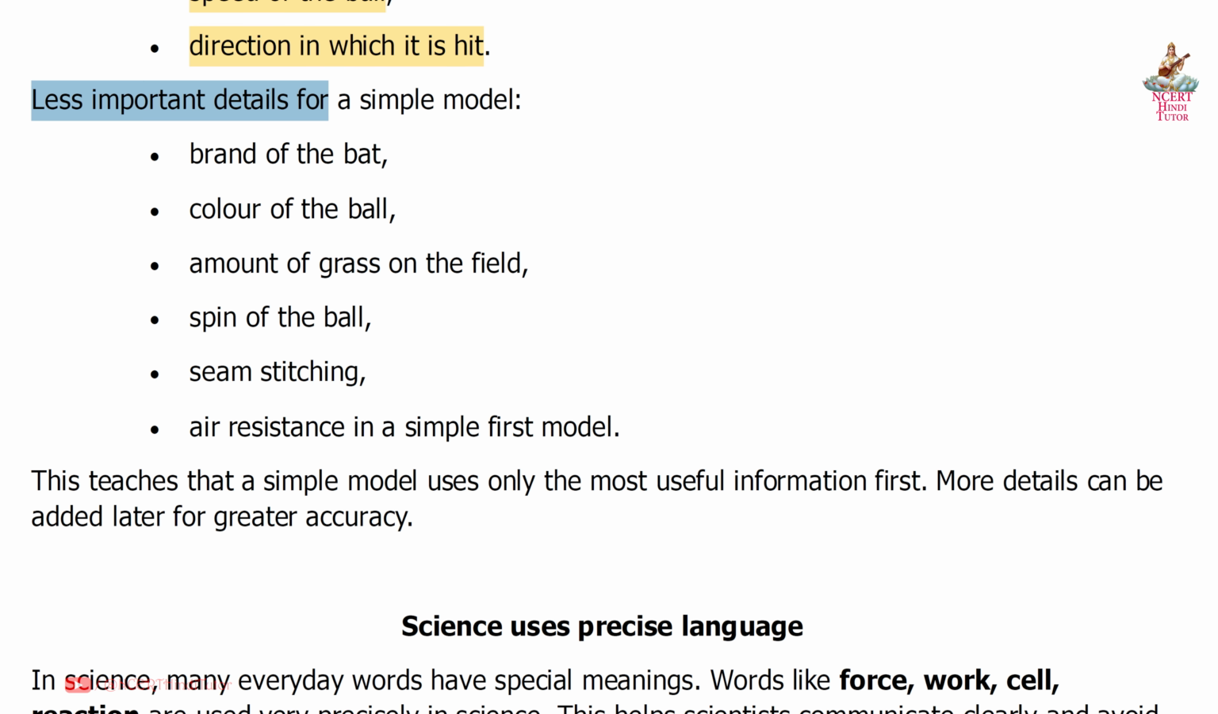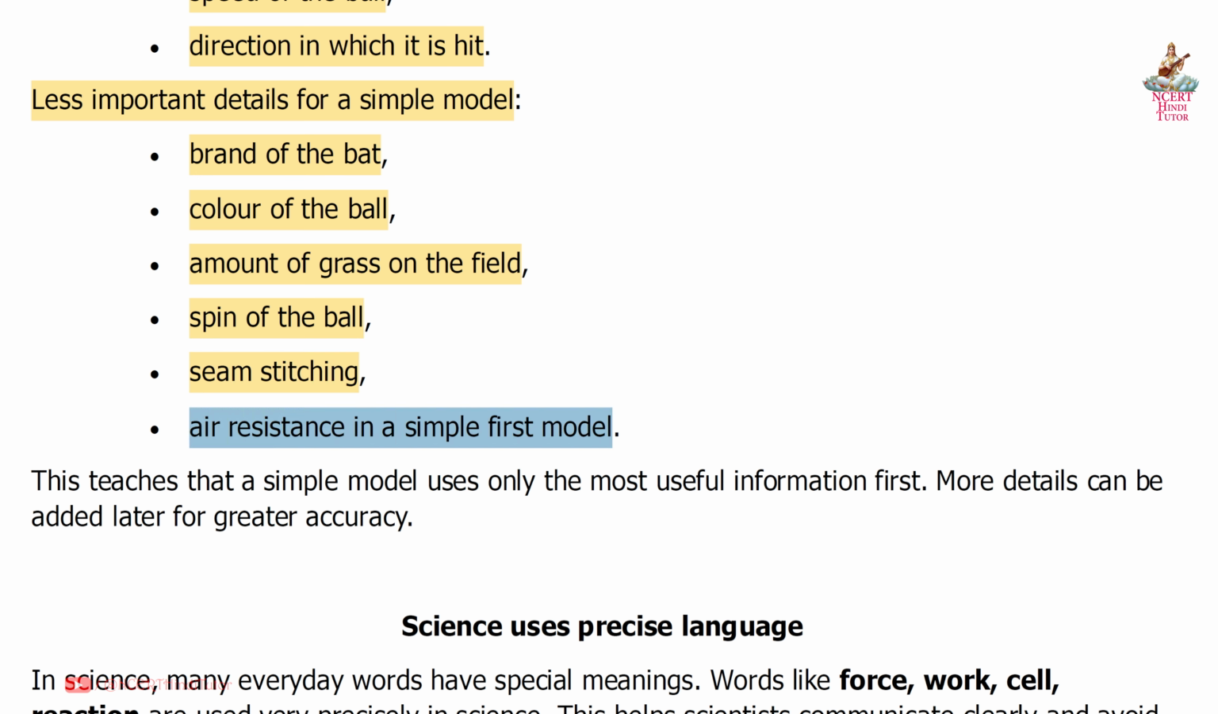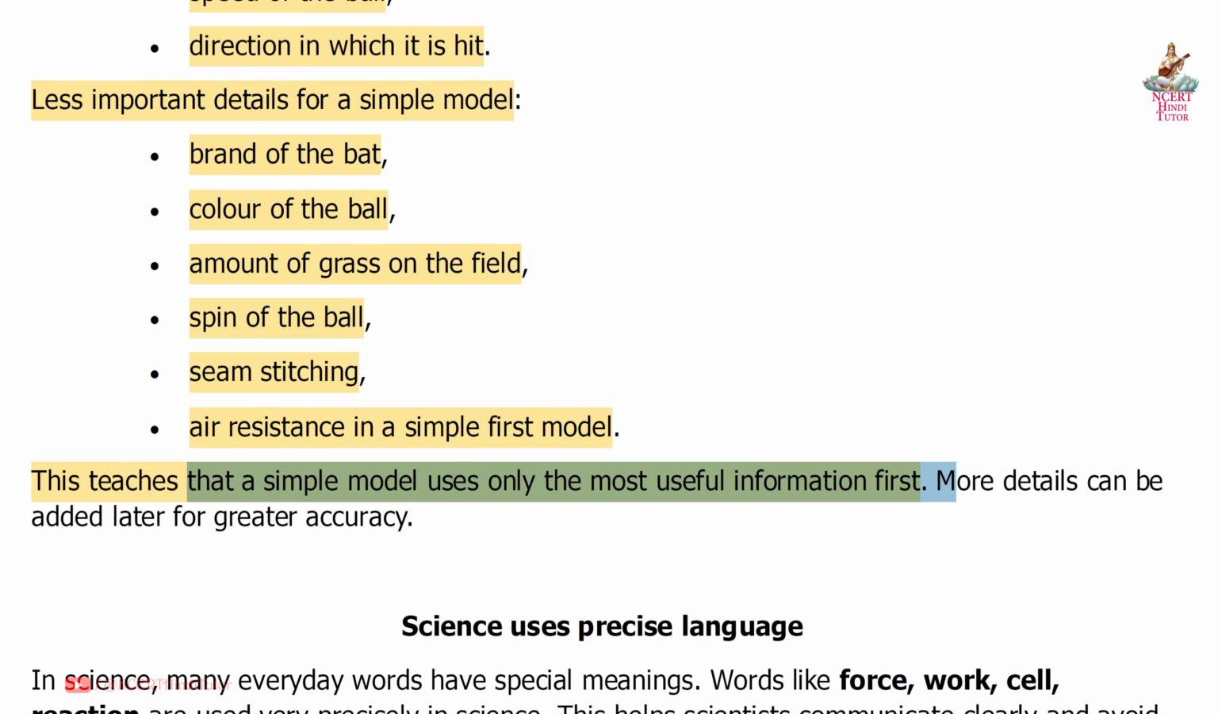Less important details for a simple model: brand of the bat, color of the ball, amount of grass on the field, spin of the ball, seam stitching, and air resistance in a simple first model. This teaches that a simple model uses only the most useful information first. More details can be added later for greater accuracy.